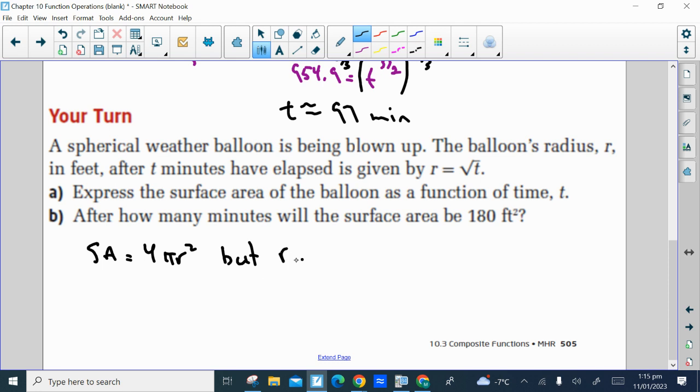But once again, we know that r equals the square root of t. So we can make that replacement. It'll be 4 times pi times r, which is the square root of t, that needs to be squared. And in this case, square root and square cancel, and you just get 4 pi t. So there's part A.